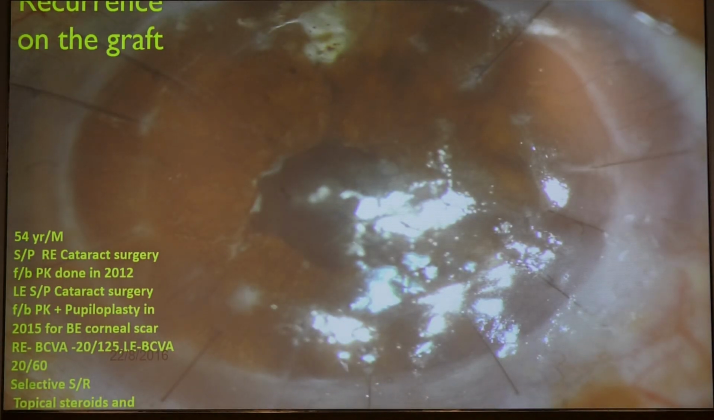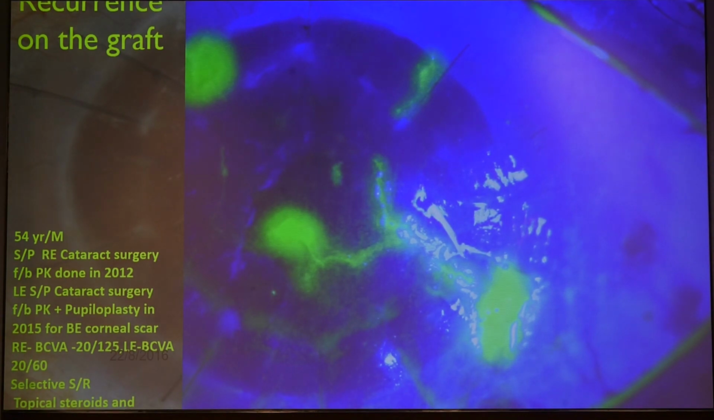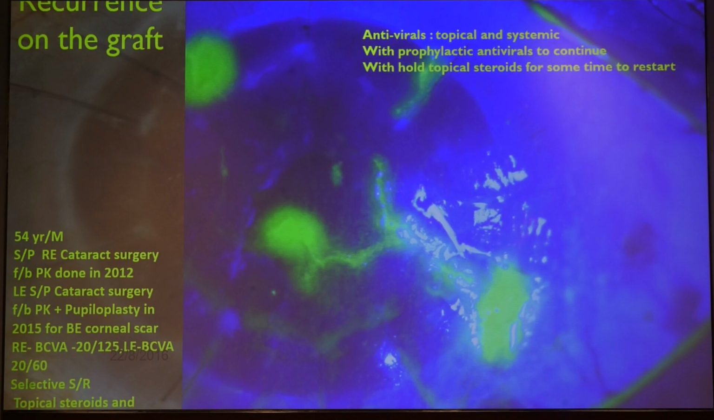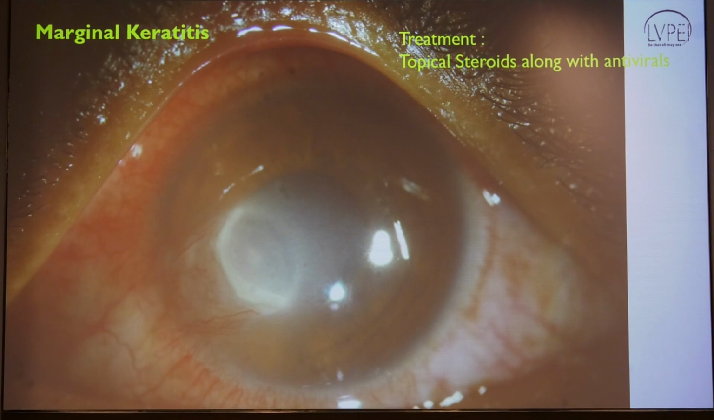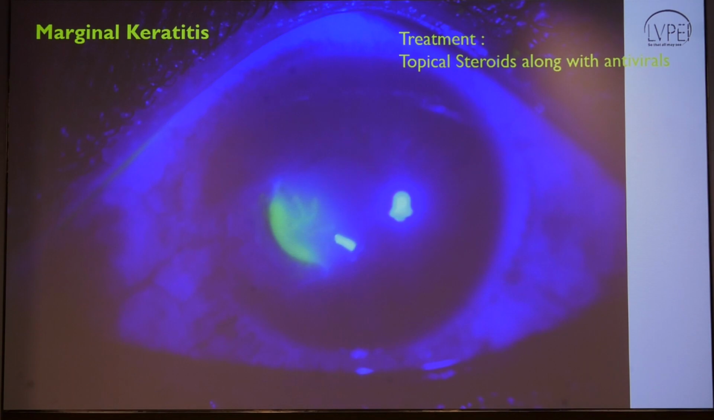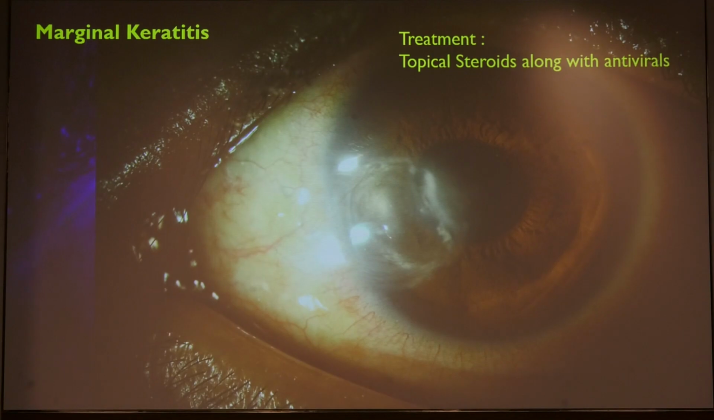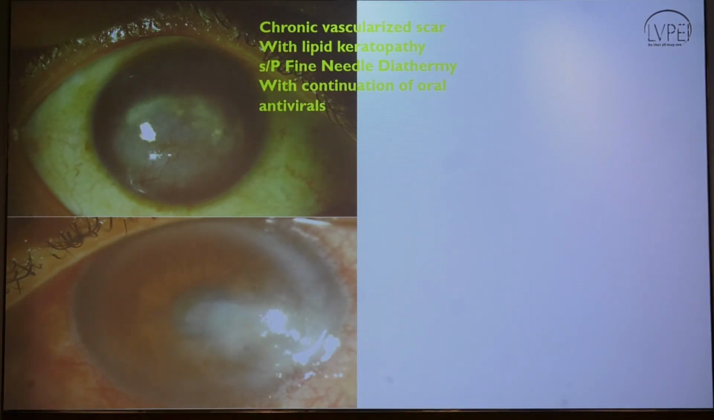This patient had a graft for a corneal scar, and in 1.5 years he came with photophobia, and we found dendritic lesions at the graft-host junction. This is the typical recurrence of herpes on the graft, which responds nicely if you stop steroids and add topical and oral antivirals. And this is another variety of epithelial keratitis, marginal keratitis, the only type of epithelial keratitis where topical corticosteroids are indicated, and the response is many times good.